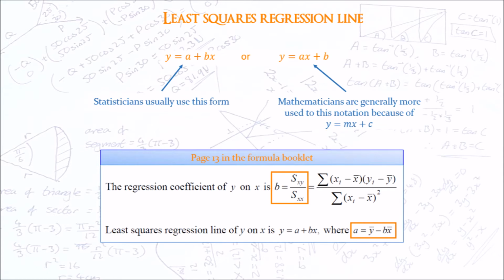So we can see here that b, and it's important to recognize this time that b is referring to the gradient, b is equal to SXY over SXX. Whereas the value of a is equal to y bar, take away b times x bar, where y bar and x bar are the means of the y and x respectively.